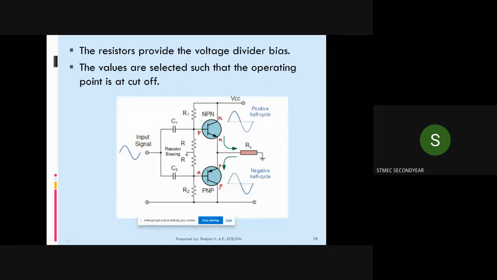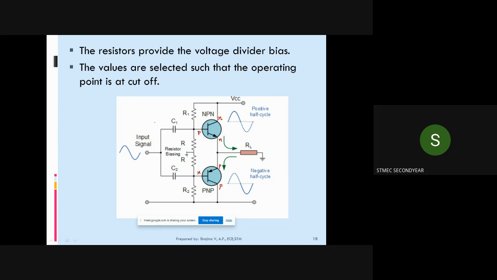So this is the complementary symmetry configuration and we are setting our Q point to cutoff. So this will be class B operation. We are taking the values of these resistors such that they bias the transistors to operate in the cutoff region. The transistor Q point is set at the cutoff point by using these biasing resistors. So both will be operating in class B mode.